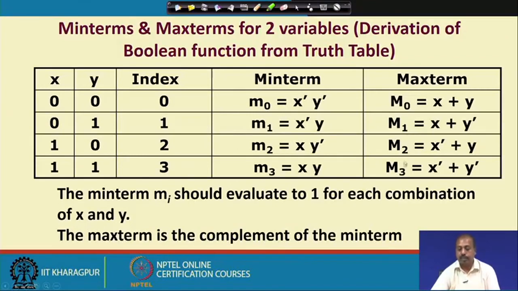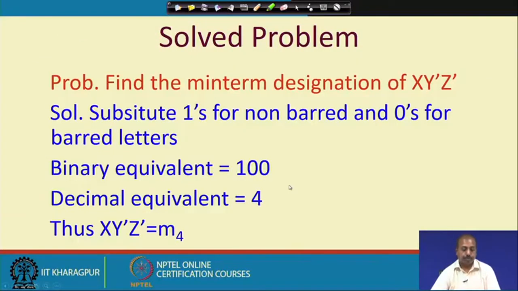Similarly, here the indexing is done. Whatever the value, say it is 1, that is 0 1. Then x should be taken in true form and y should be taken in complemented form for the max term. For the min term, x should be taken in complemented form and y in true form. So, this x y bar z bar is 1 0 0, the decimal equivalent is 4, and so this is m4.